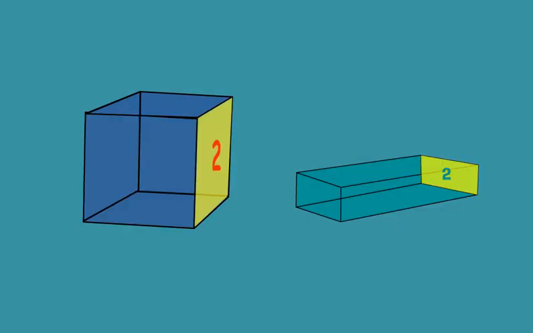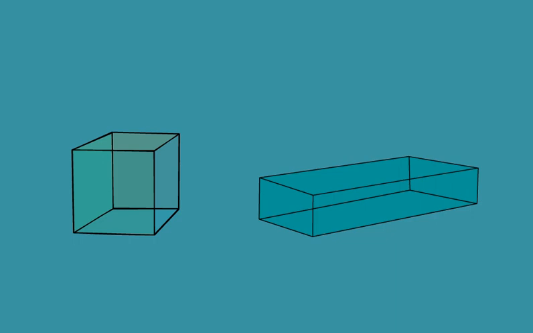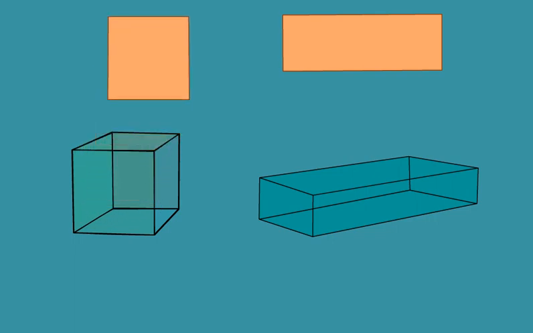Both these shapes have 6 faces. But most faces of a cuboid are shaped like rectangles. All the faces of a cube are squares.